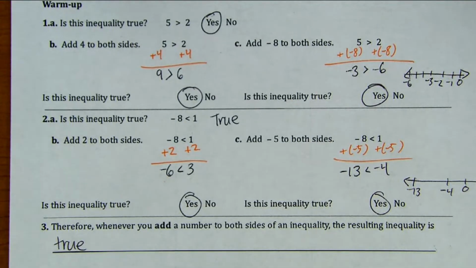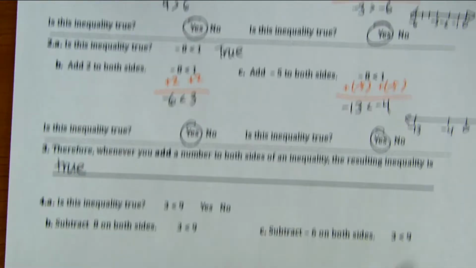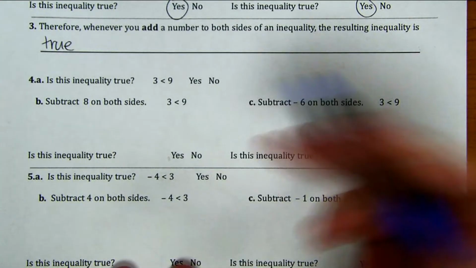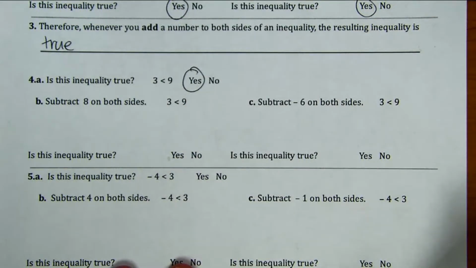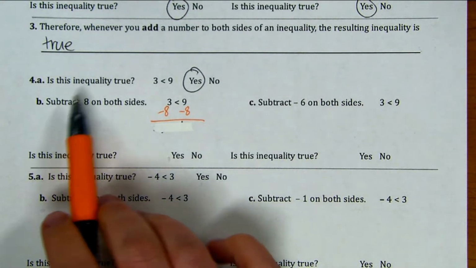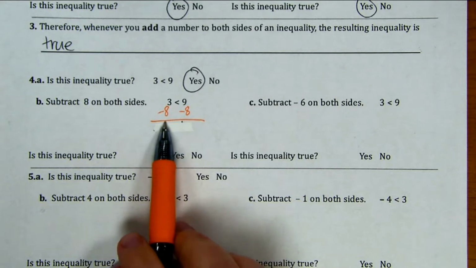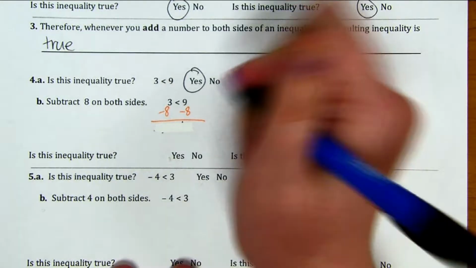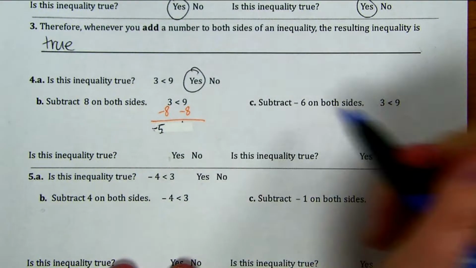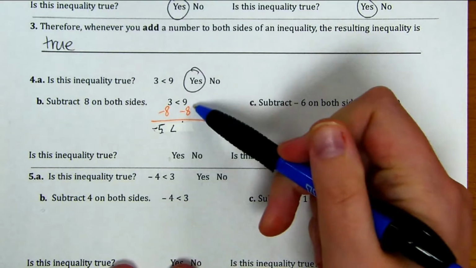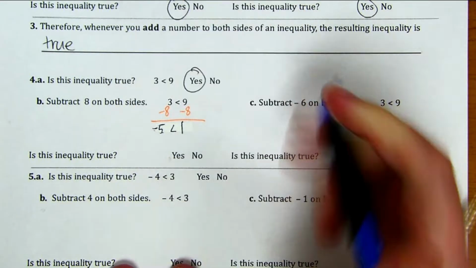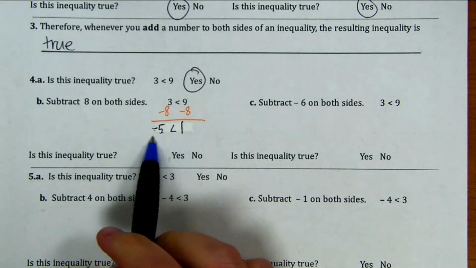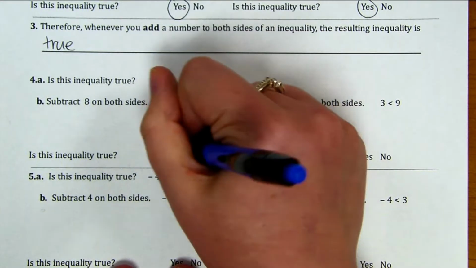Now, let's check and see if the same thing also applies for subtraction. So down here, we have the inequality 3 is less than 9. That's true. 3 is a smaller number than 9. So we can go ahead and subtract 8 on both sides. So we'll have minus 8 and minus 8. So on the left side, 3 minus 8 will give us negative 5. We bring down the inequality sign. And on the right side, 9 minus 8 is 1. So is it true that negative 5 is less than 1? Yeah, that's true. A negative number is always smaller than a positive number.